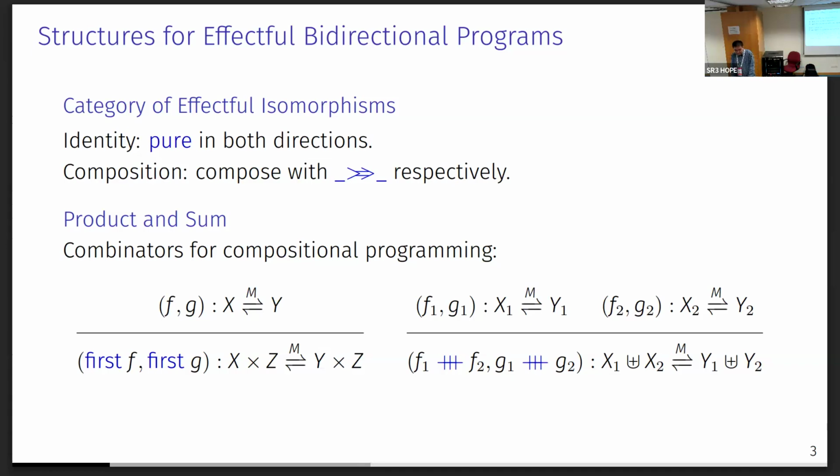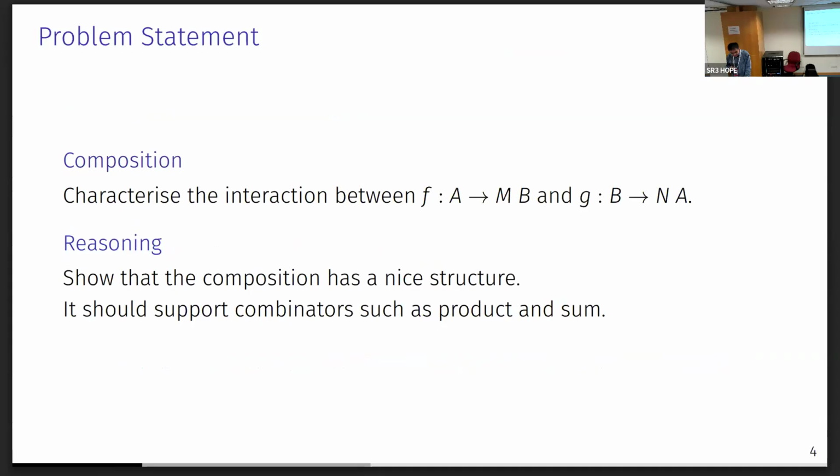To support compositional programming for these effectful isomorphisms. Like if we have a pair of functions converting between x and y, we can use the first combinator to make another synchronization between pairs so that the functions are used to transform the first component of the pair. And similarly, we can also have combinators for sums. So the two pairs of transformations are used respectively to transform the left and right branch of a sum.